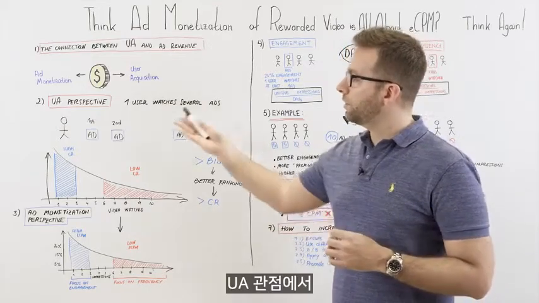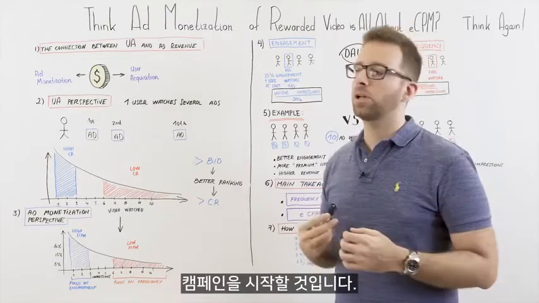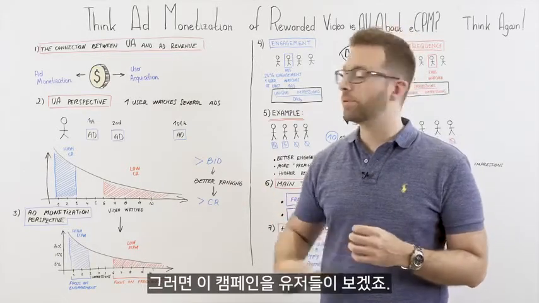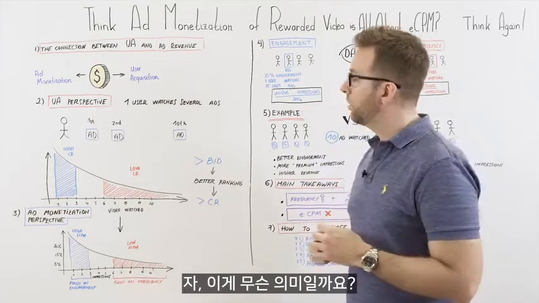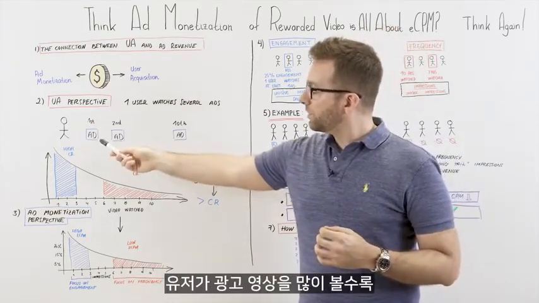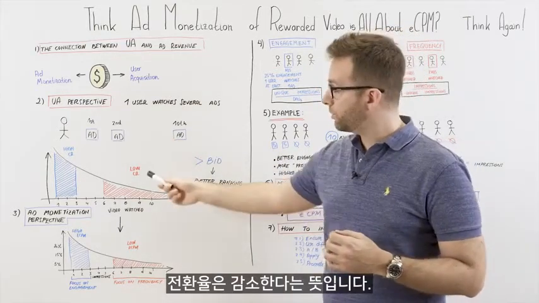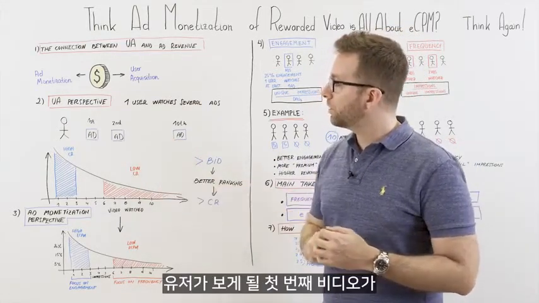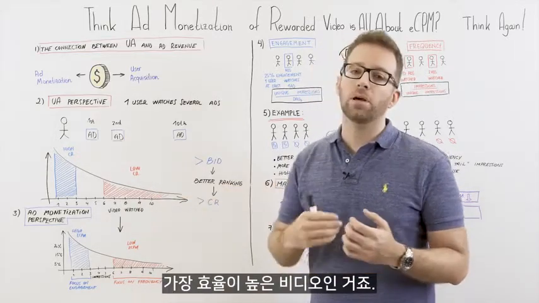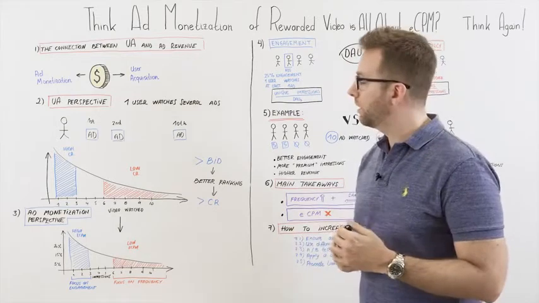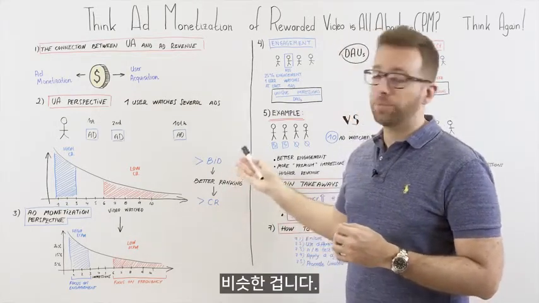So from a UA perspective, when I want to drive installs to my app, I will launch campaigns, and this campaign will be watched by a user probably after other campaigns. So what does it mean? It means that the more videos the user watches, the more our conversion rate is going to decrease. So the first videos the user sees are the ones with the most efficiency. This is something that we think about when we are bidding.